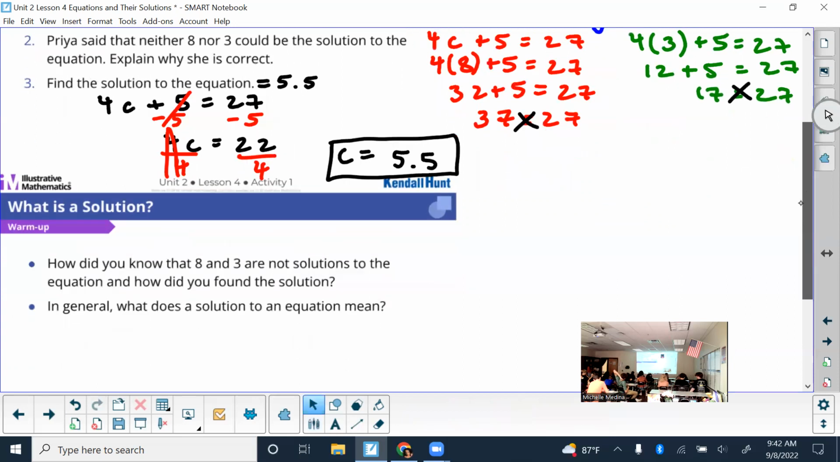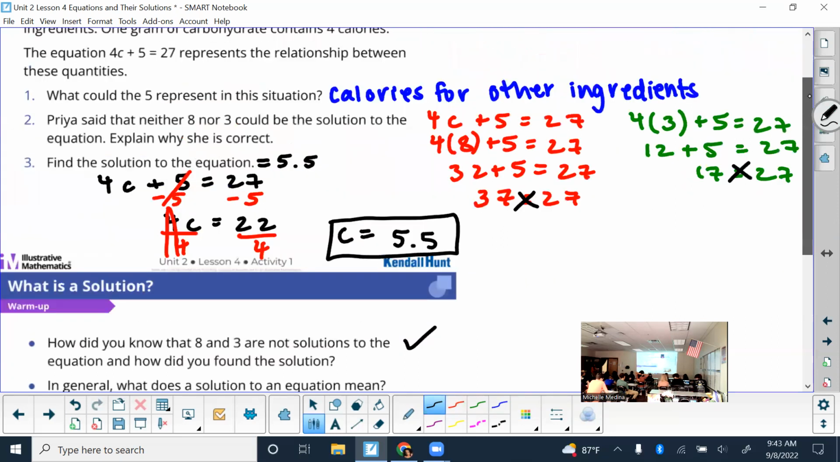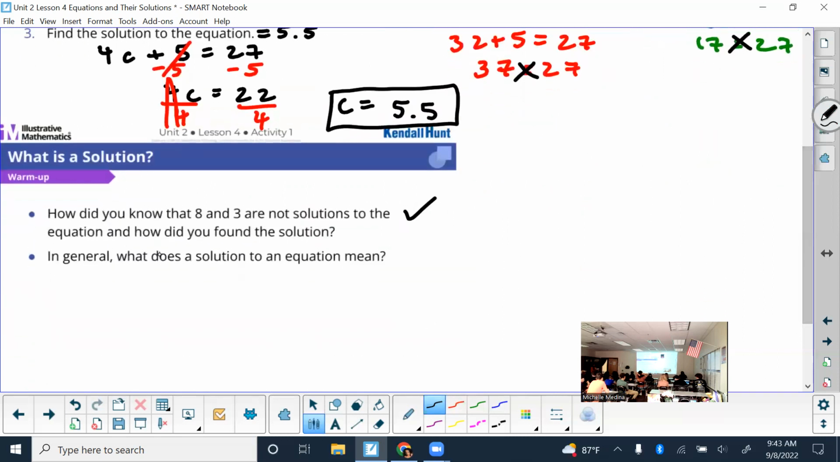This we already answered. How do you know that they're not solutions? How do you find the solution? Great. But what does that mean now? What does the C represent? Grams of carbohydrate. All right. So in general, what does the solution to an equation mean?